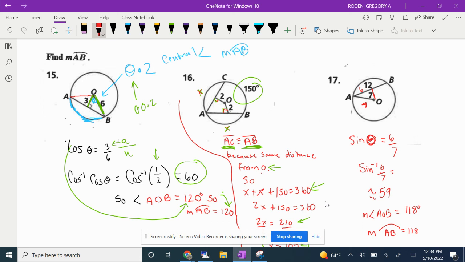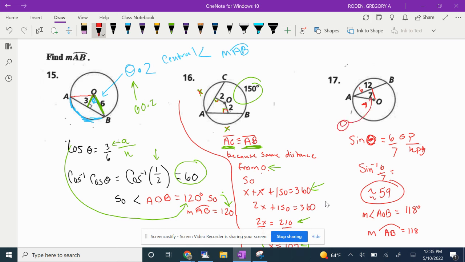So that 7 is that radius right there. So we have sine of theta is equal to 6 over 7. This is opposite over hypotenuse because that 7 is a radius, which is a hypotenuse. So now we want to take the inverse sine of 6/7, and we get approximately 59 degrees. Now, we're not done because that is just this theta right here.